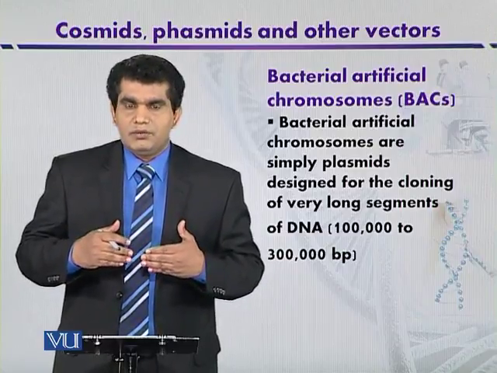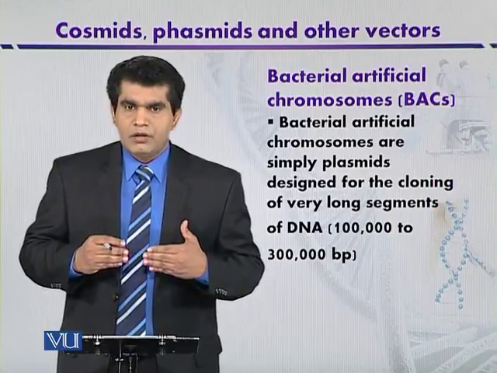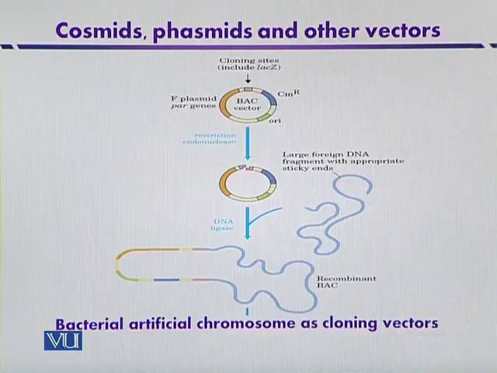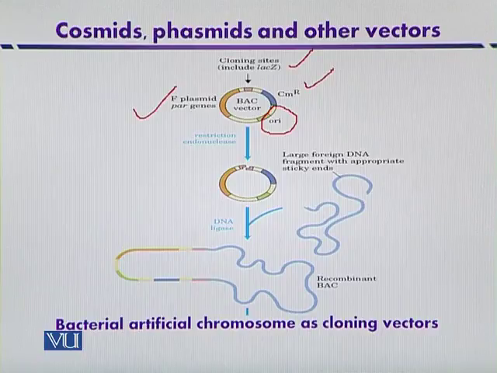The recombinant bacterial artificial chromosome will be inserted into the host organism. Next diagram will indicate the cloning procedure with BACs. As I told you, the bacterial artificial chromosome contains a PAR region from the F plasmid. It also has an origin of replication, resistance genes to chloramphenicol, and a cloning site that is included within the LacZ gene, which synthesizes the enzyme beta-galactosidase.